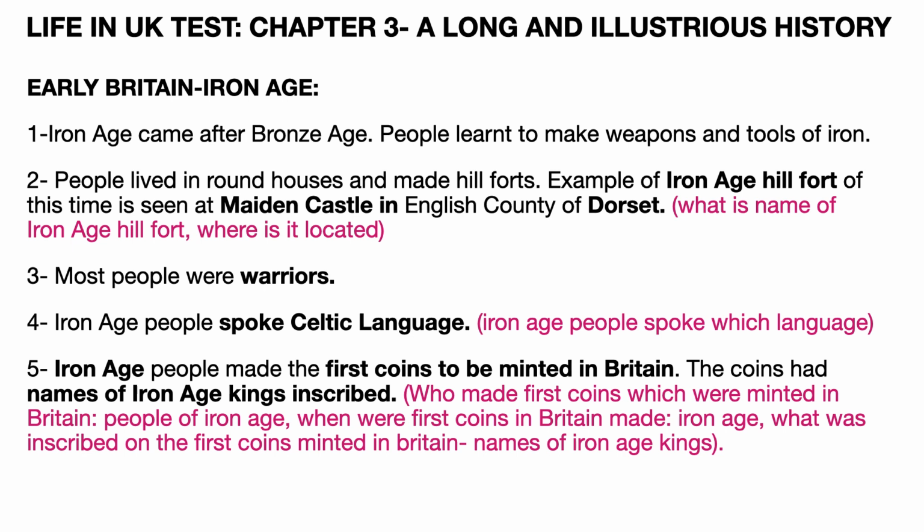These Iron Age people were mainly warriors and they spoke a Celtic language. Again, this is an MCQ. The Iron Age people made the first coins to be minted in Britain. The coins had the names of Iron Age kings inscribed on them. So the questions asked on this are: who made the first coins to be minted in Britain? These are the people of the Iron Age. Or when were the first coins in Britain made? They were made in the Iron Age. Or what was inscribed on the first coins minted in Britain? The names of Iron Age kings were inscribed on them.